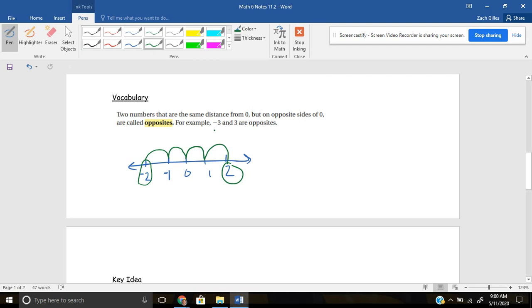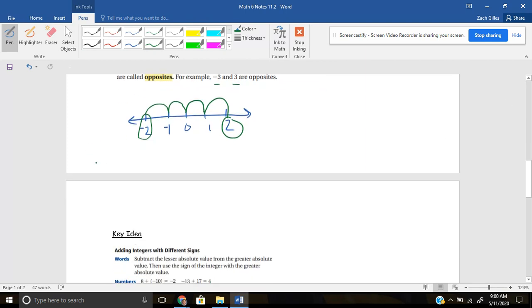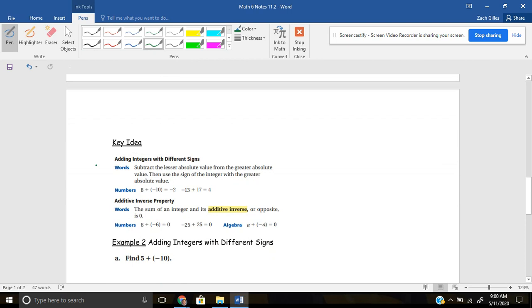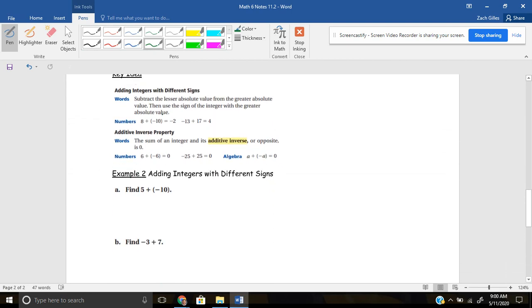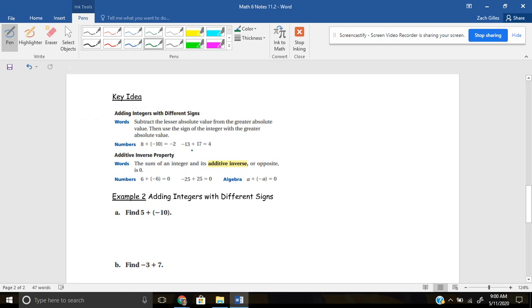For example, negative 3 and 3 are opposites. They're the same distance from 0 on a number line, but one is positive and one is negative. That might seem a little like common sense, but you'll see how we use it coming up.